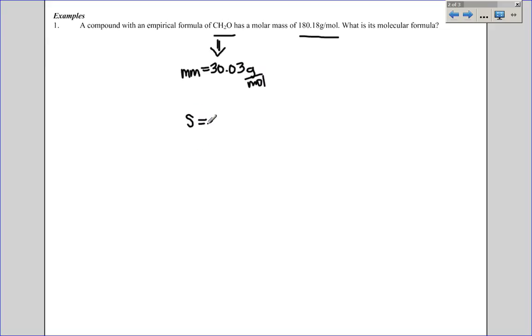So to find the multiplier, I'm going to take the molar mass of the molecular formula that I'm given of 180.18, and I'm going to divide by the molar mass of the empirical formula, which is 30.03. That's going to give me a multiplier of 6. So knowing the multiplier and the empirical formula, I can then determine the molecular formula by simply multiplying through. Therefore, the molecular formula is C6H12O6.